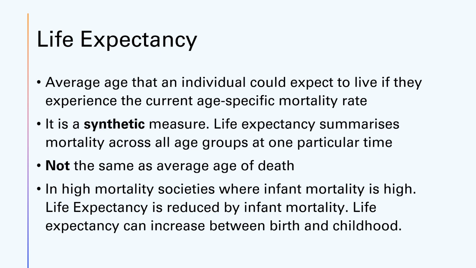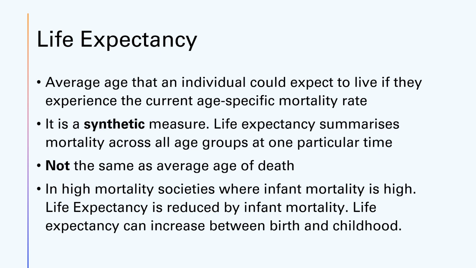So to define life expectancy, it is the average age that an individual could expect to live if they experience the current age-specific mortality rate. It's important that you understand a couple of key things about life expectancy. It is a synthetic measure. By that I mean it is not a real measure of how old people are when they die. What it does is it summarises mortality across all age groups at one particular time.